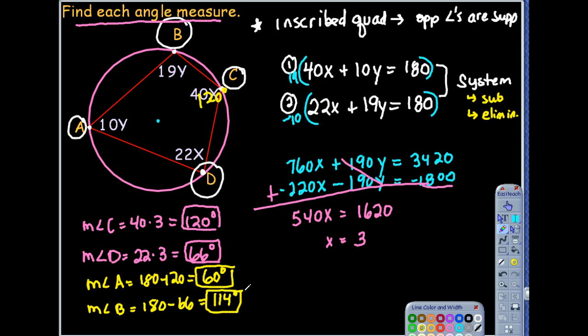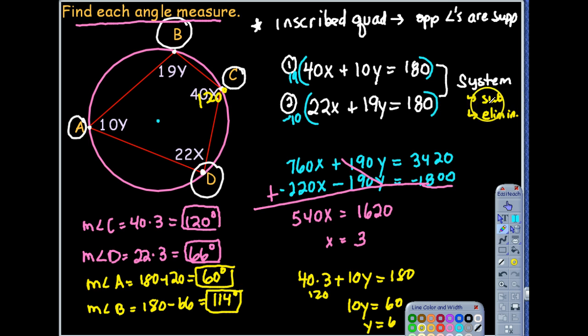The only issue with this is, what if you made a mistake with x? Then you will have no way of checking to see if you did it right. So once you find x to be 3, you could put it back into one of the original equations. Let's say you put it back in here. So it would be 40 times 3 plus 10y equals 180. That's 120. If I subtract that off, 10y equals 60, so y equals 6. So if I put 6 in for y, 10 times 6 is 60, and 19 times 6 is 114. So then we know these add up to 180, these add up to 180. Right. Okay, so those are the different options.